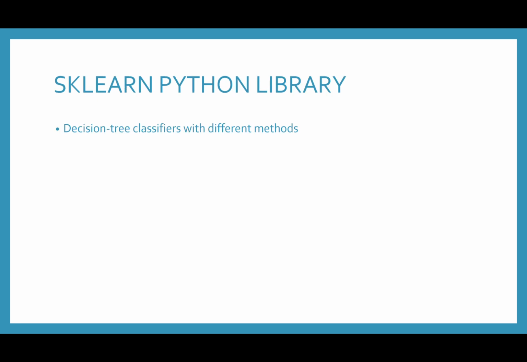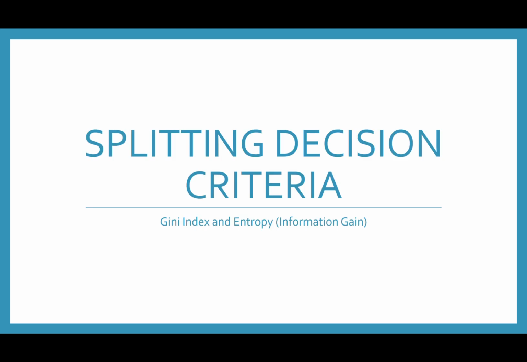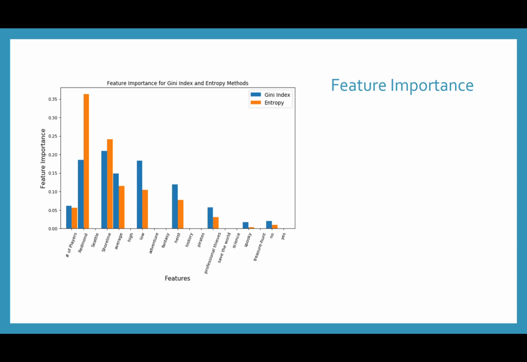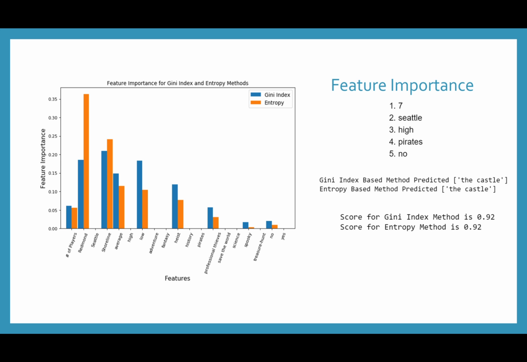I used the sklearn Python library to make different classifiers with different methods. I explored the difference between the splitting decision criteria, which are the Gini index and entropy. I go into more detail about it in my Jupyter notebook. I looked at how different they are in terms of categorizing feature importance. For one of the methods, some features were more important than for the other, although overall on the training data set they performed exactly the same. And when I input this data above, they gave me a suggestion for exactly the same room.